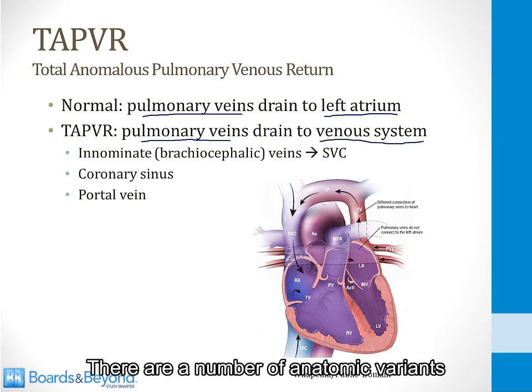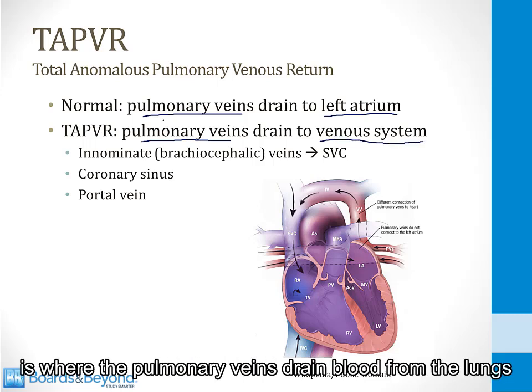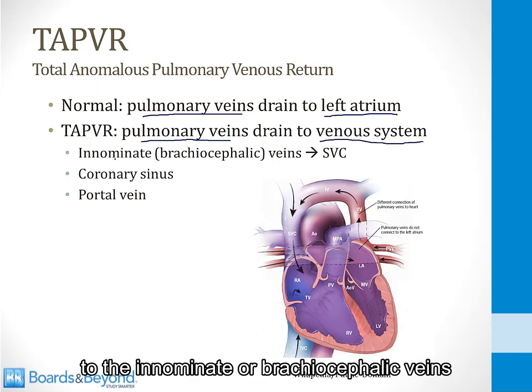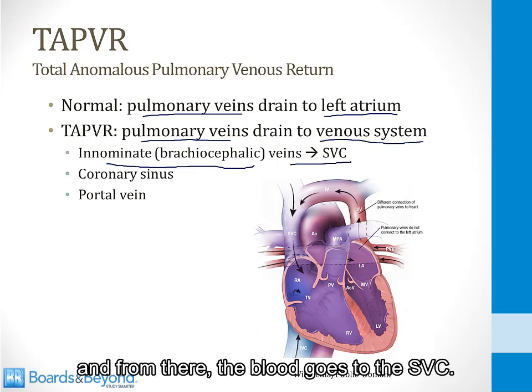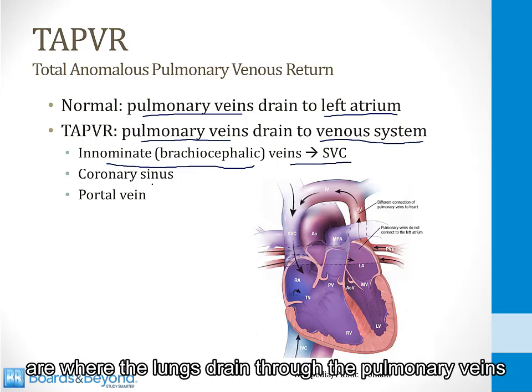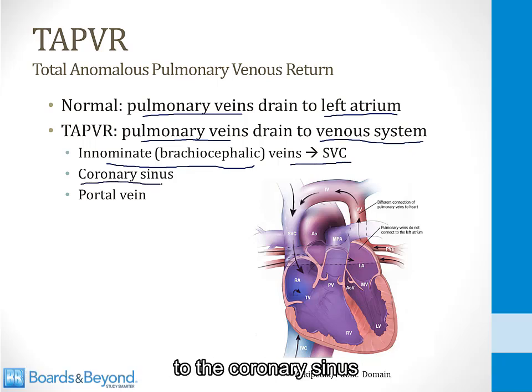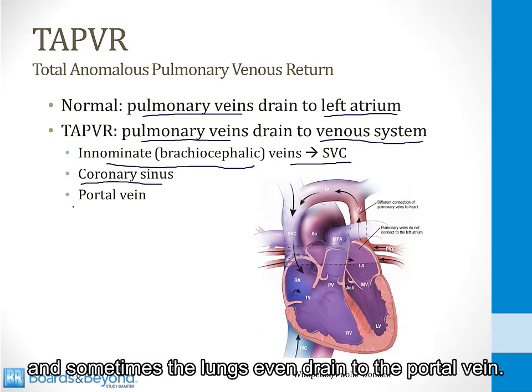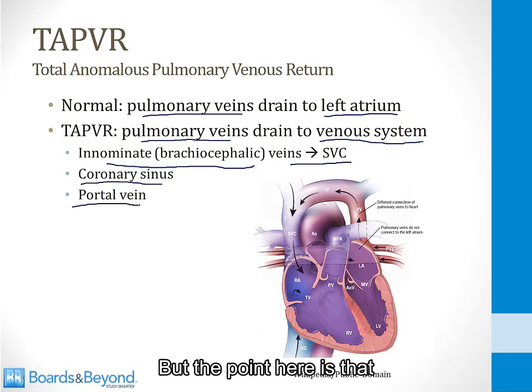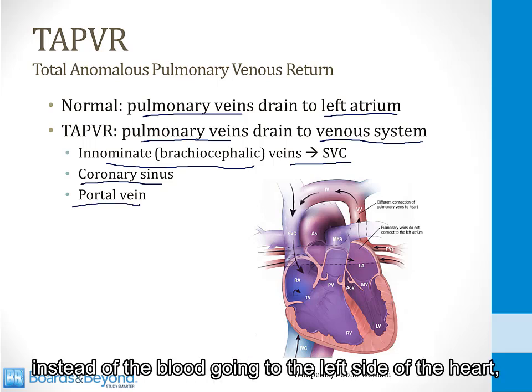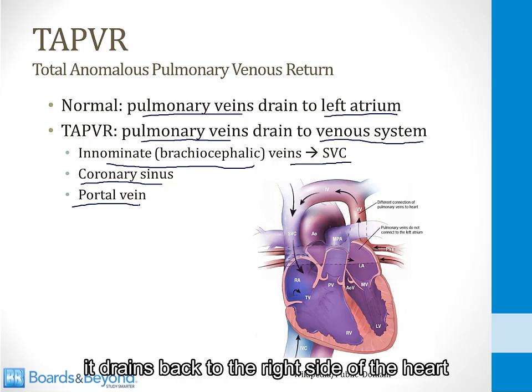There are a number of anatomic variants. One of the most common is where the pulmonary veins drain blood from the lungs to the innominate or brachiocephalic veins, and from there the blood goes to the SVC. Some of the other variants are where the lungs drain through the pulmonary veins to the coronary sinus, and sometimes the lungs even drain to the portal vein. But the point here is that instead of the blood going to the left side of the heart, it drains back to the right side of the heart.